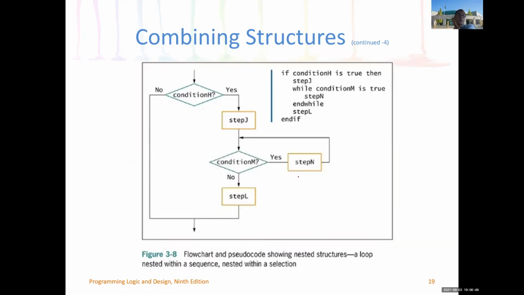And for this one, you have the selection here. Right? You have a sequence here, and you have a loop here. Again, you have a sequence here. As you see, it is a loop nested in the sequence, and the sequence is nested within the selection. So basically, if you have a program, you have to know how to combine them together, how to nest them into each other.